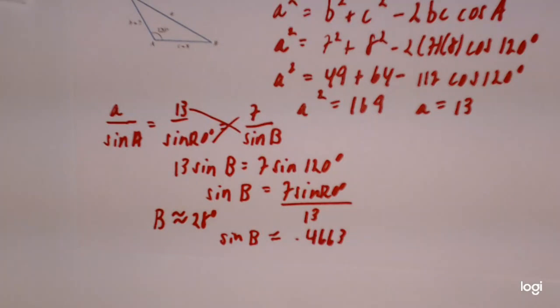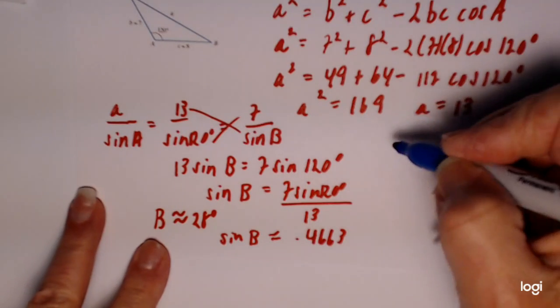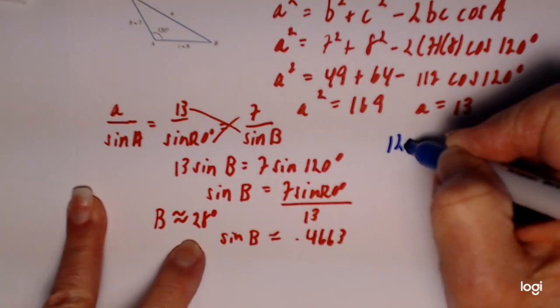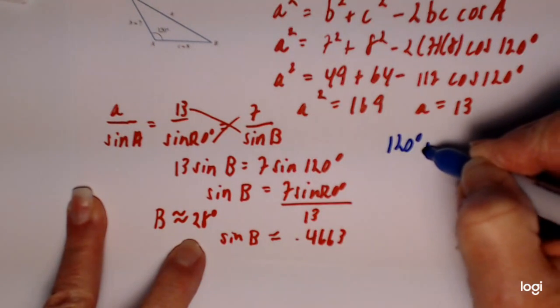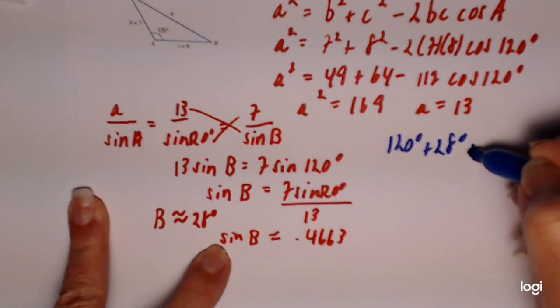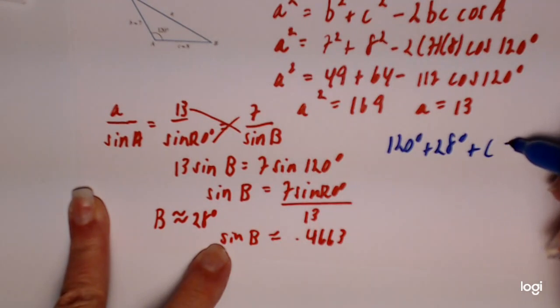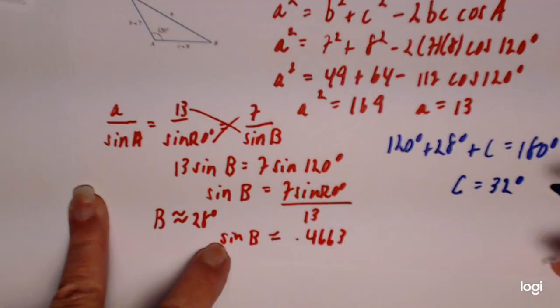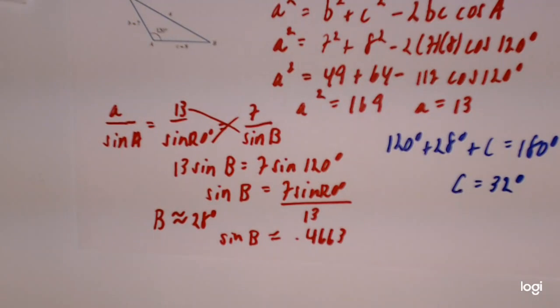Now to finish this up, we can make the statement that the angle we were given, so we have 120 degrees plus 28 degrees, plus the missing angle at this point, C, is equal to 180 degrees. And when we solve this for C, we get 32 degrees. So we have all three sides and all three angles. So with the law of cosines, we start with the law of cosines, but then we also have to use the law of sines.